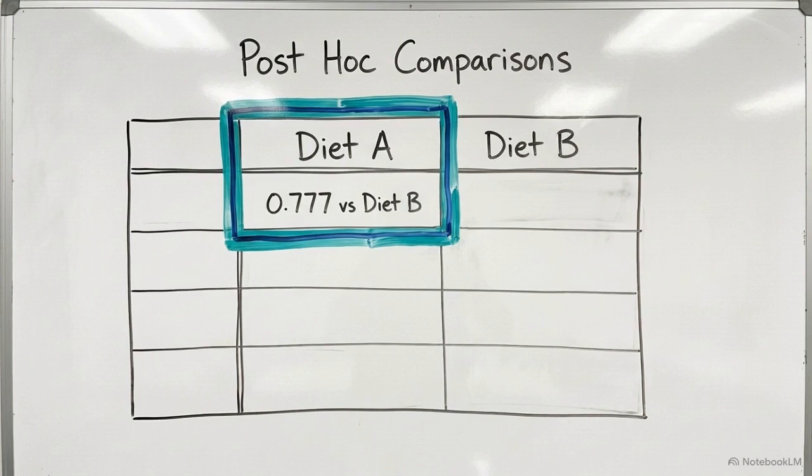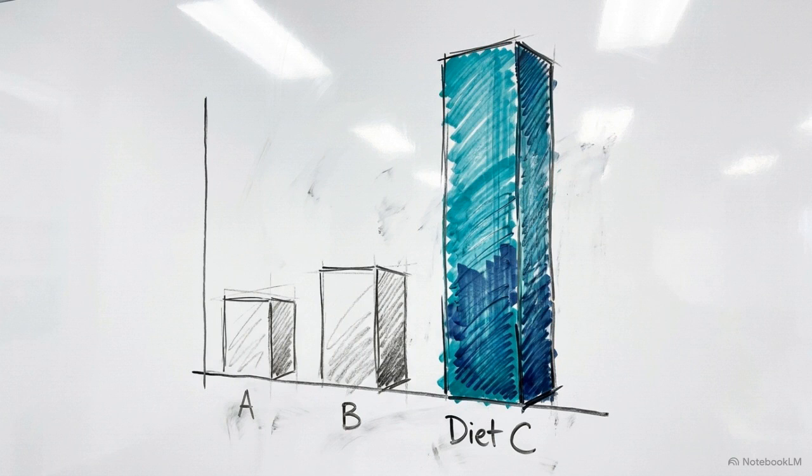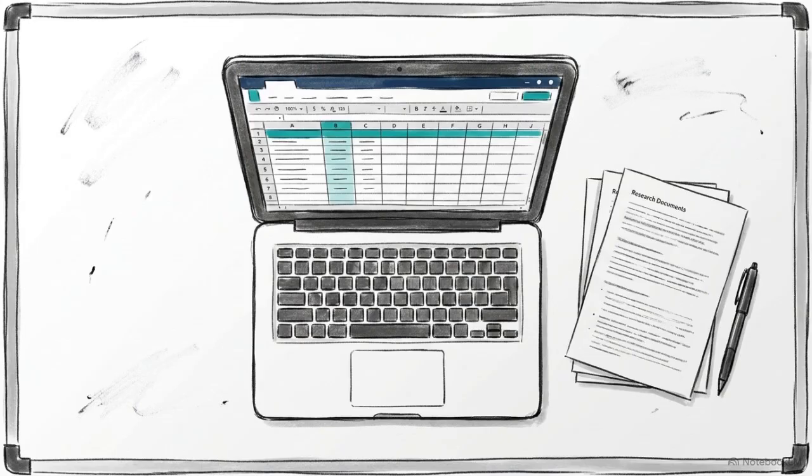While there is no significant difference between weight loss on diets A and B, Diet C is significantly more effective than both of them, with p-values below 0.001. This post hoc testing allows us to answer the core research question with precision, ensuring our final conclusions are mathematically sound. The final step is translating these software tables into a formal paragraph for your research report.